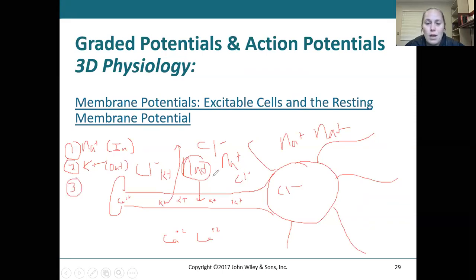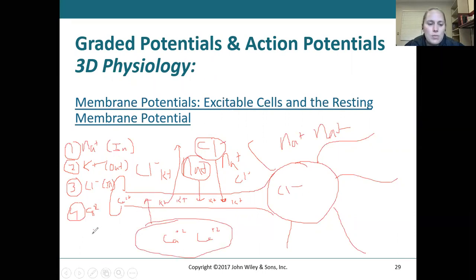Next, let's talk about chloride. We don't talk about it a ton, but it's important to recognize still. Chloride, high concentration outside the cell, wants to go to an area of low concentration. So chloride wants to go in. And lastly, calcium. Calcium, area of high concentration outside the cell to an area of low concentration. So this wants to go in.